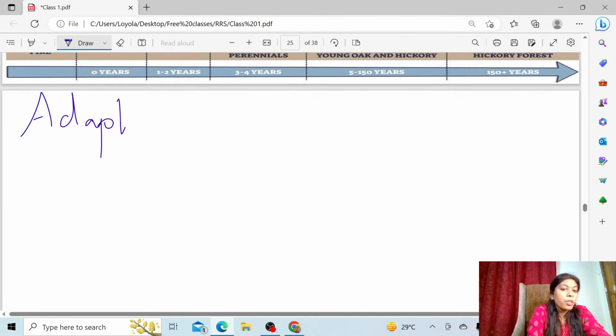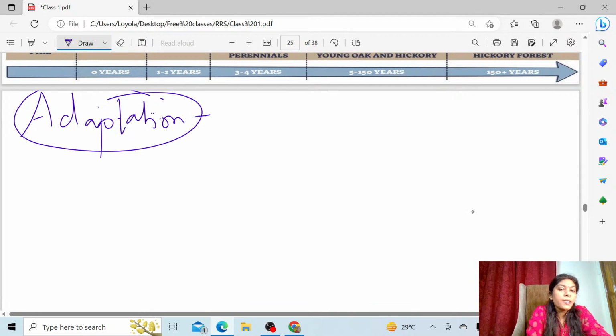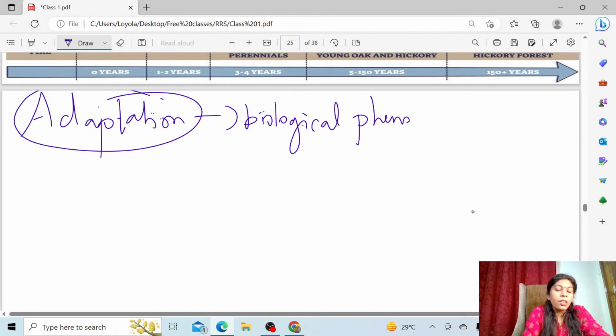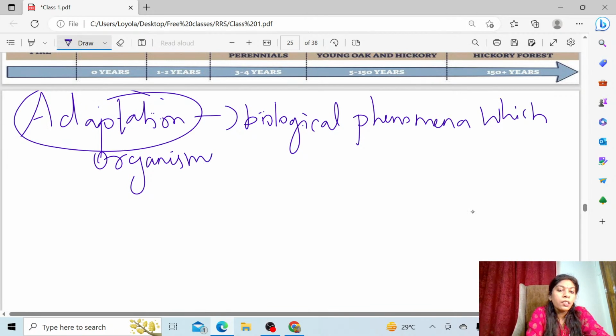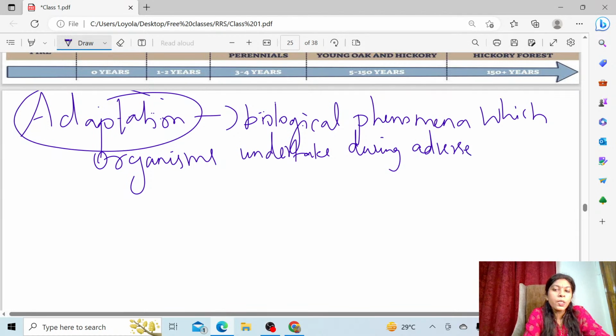See, adaptation means it's a biological phenomenon which an organism undertakes during adverse conditions. This is very important. So when there is an emergency, when there is a threat, what happens?